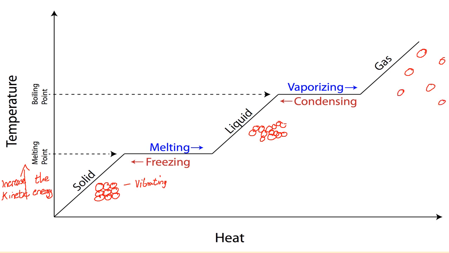So as they go up, they get more kinetic energy. As they get more kinetic energy, they overcome the forces of attraction. This point here is where we change state. Again, think back to your physics lessons and your latent heat of vaporization and melting and so forth. That is what is happening at that point.